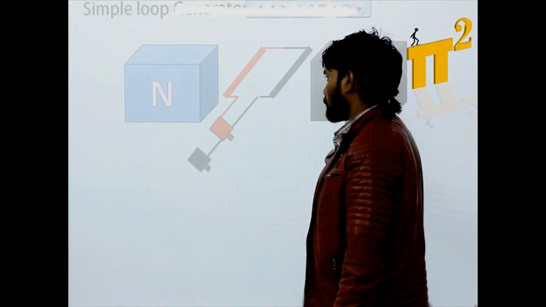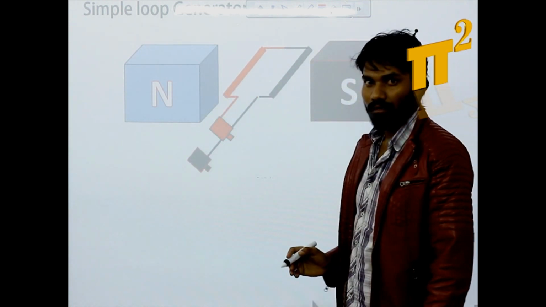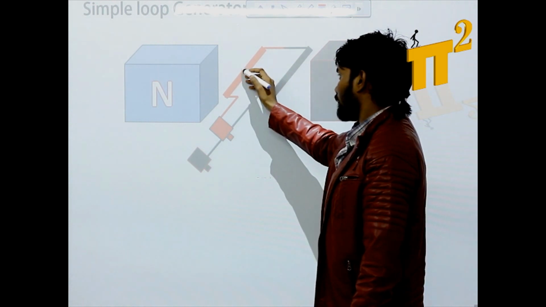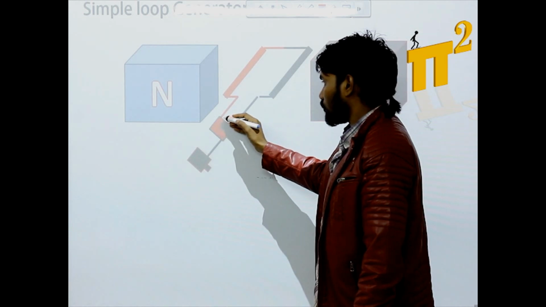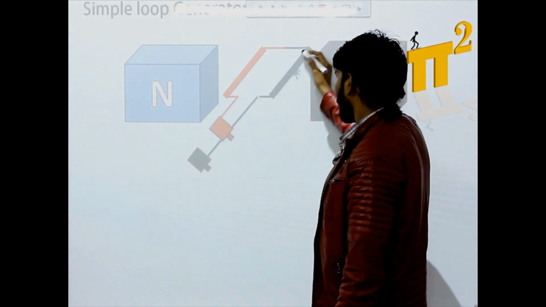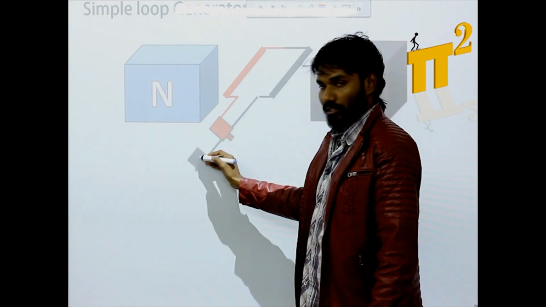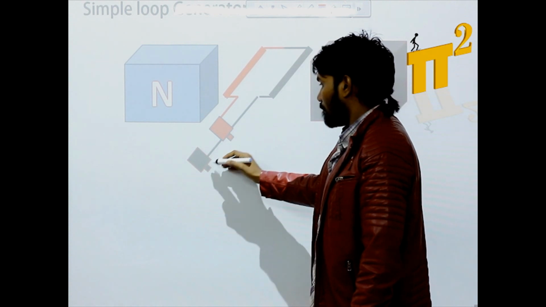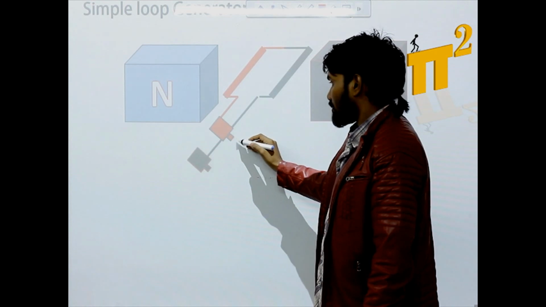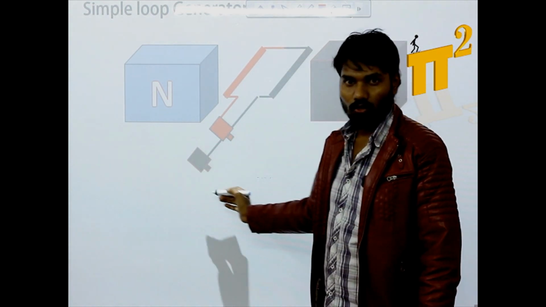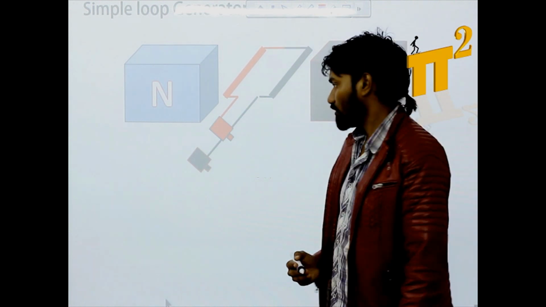We have two poles, north pole, south pole. Flux flows from north pole to south pole. We have one turn, that is two conductors. Red conductor is connected to red slip ring. This black conductor is permanently connected to this black slip ring. And there are two brushes connected to these two slip rings. These brushes will be connected to the load for further uses of the EMF generated.